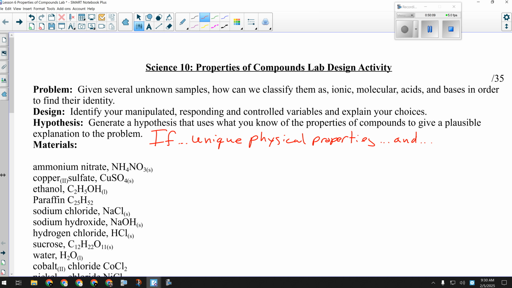What can I do with those results? What am I hoping to do with those results? In the end, I'm trying to identify unknown compounds. Okay? So your "then" part needs to tell me what you think your results will be and what you can do with them. That's what we're going to do. That's what we're going to find.